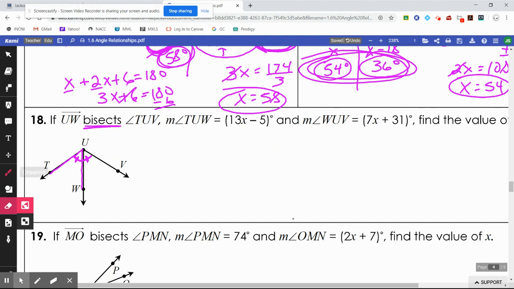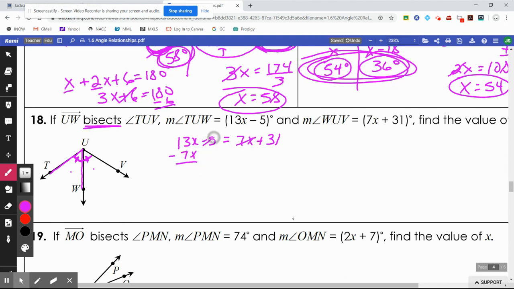Since UW bisects it, those two angles are the same size. That means that 13x minus 5 and 7x plus 31 have to be equal to each other. No like terms on either side, so let's move 7x by subtracting 7x. Let's move minus 5 by adding 5. That gives me 6x equals 36. Divide by 6 gives you x is 6.